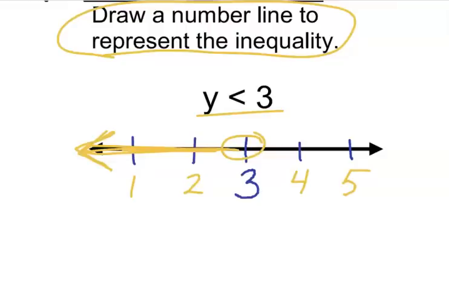So y is less than 3. So it can be 2, 1, 0. It could be negative a million. Okay, that's our answer. And remember, make sure that you keep this not colored in.